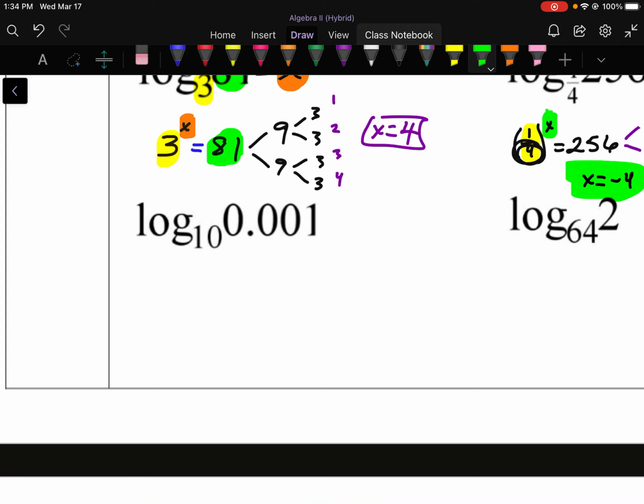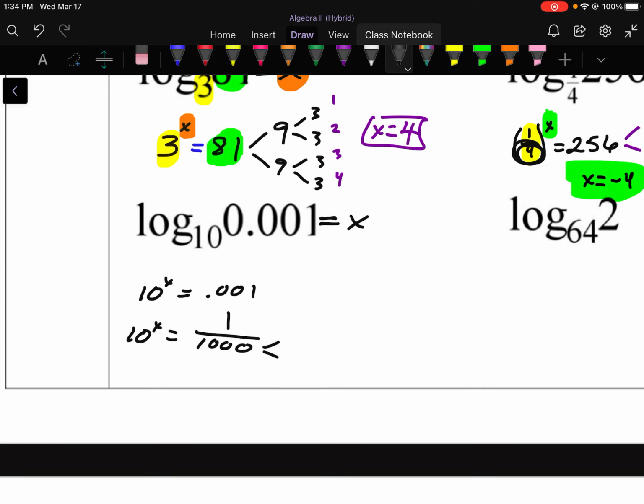All right, log base 10 of 0.001. So let's rewrite this, equals x, because we don't know. This would be 10 to the what power equals 0.001. Now, with a decimal problem like this, I would convert this to a fraction first. So that would be 1/1000. So we want to know 10 to the what power will give us 1,000.